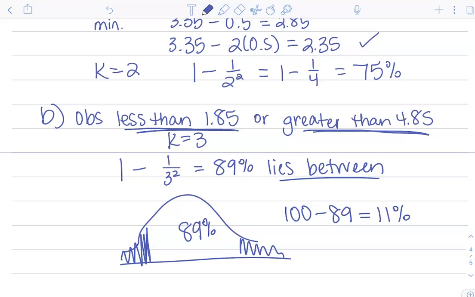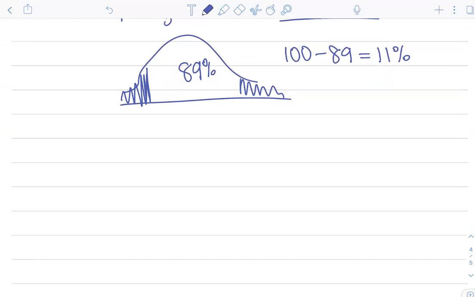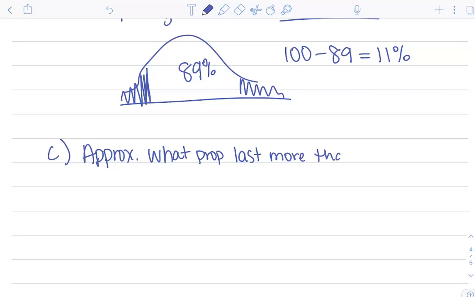And then sometimes we'll have questions that are not an exact number of standard deviations away. And so we need to have a method that allows us to figure out what happens when we can't calculate the number of standard deviations just by adding and subtracting multiples. So here's a question: approximately what proportion lasts more than 5 minutes? Well, 5 minutes, I can't get to that simply by adding and subtracting 0.5.